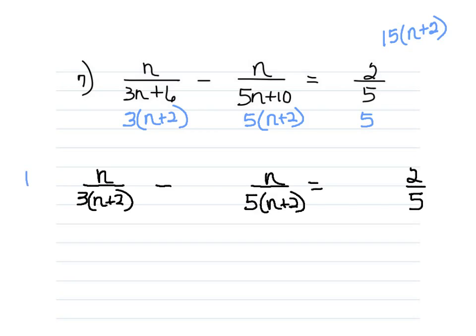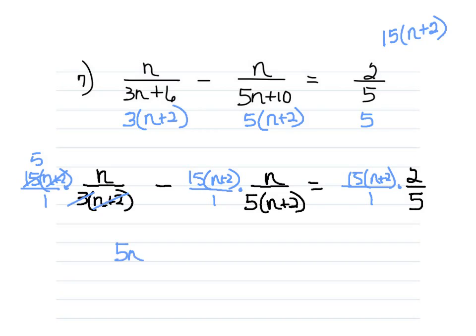I'm going to multiply by 15 times n plus 2 over 1, by 15 times n plus 2 over 1, and by 15 times n plus 2 over 1. Now these are all multiplication. All right, so here I can cancel, and there I can cancel, and here I can bring down 5n. So here this is a 3, and that cancels. So here I can bring down 3n. And here I can cancel. That's going to be a 3.